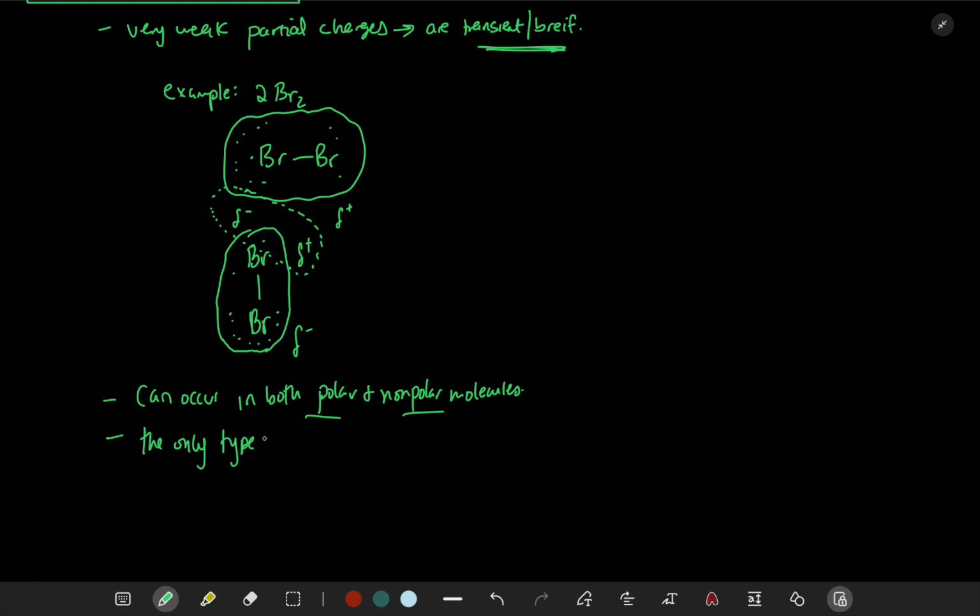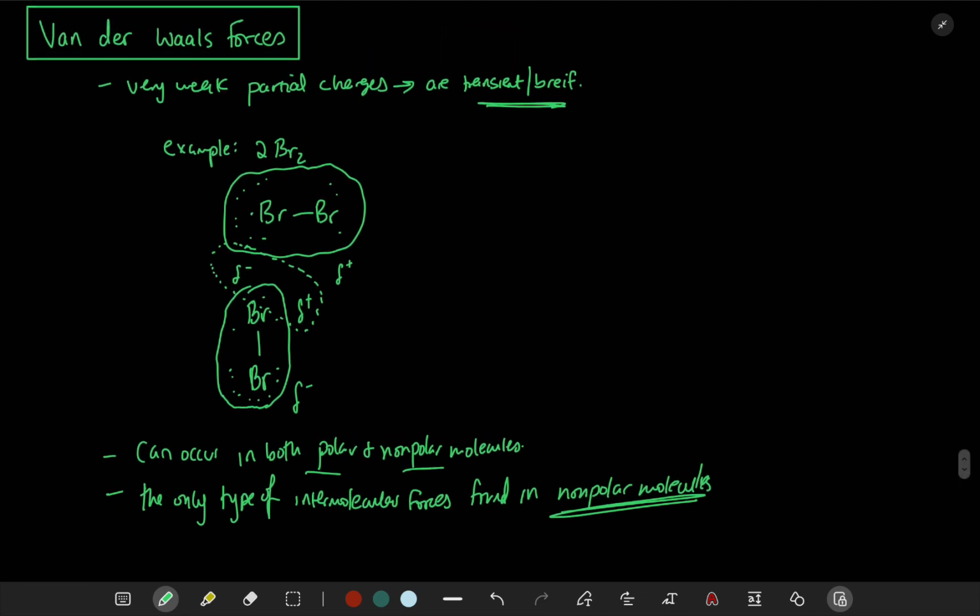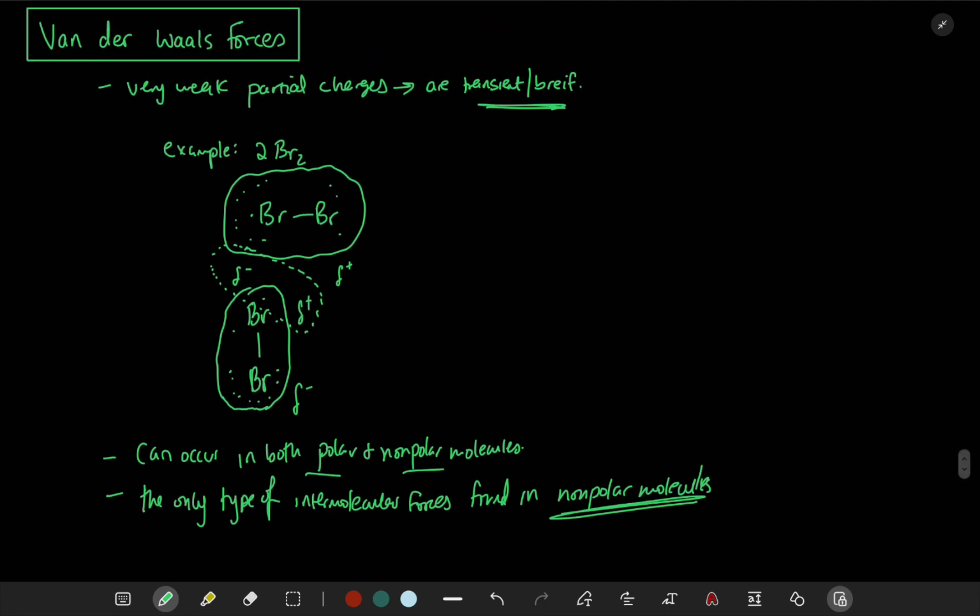So in nonpolar molecules, the only intermolecular force that's going to be present is going to be these van der Waals forces. All right? Cool.